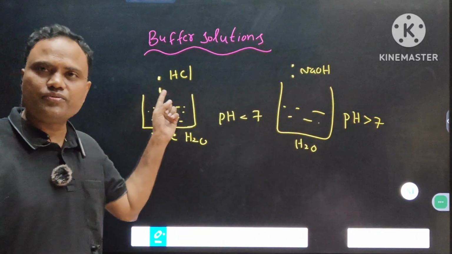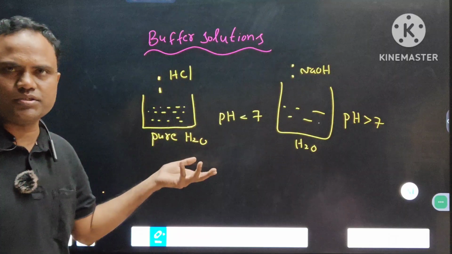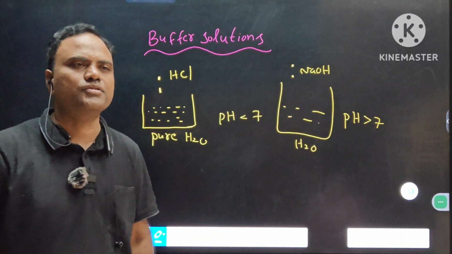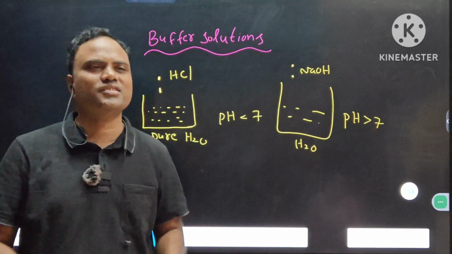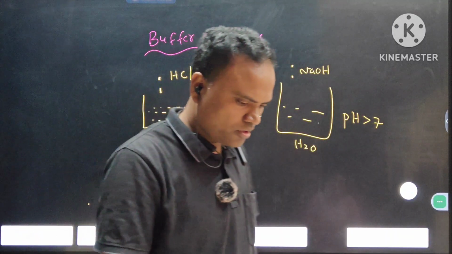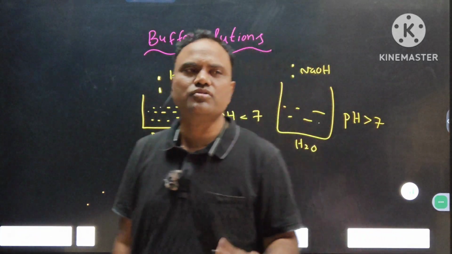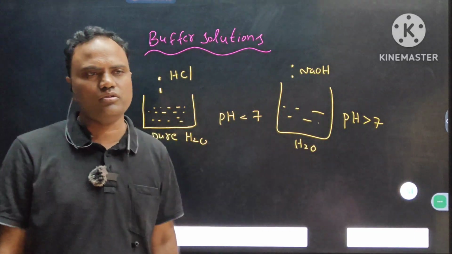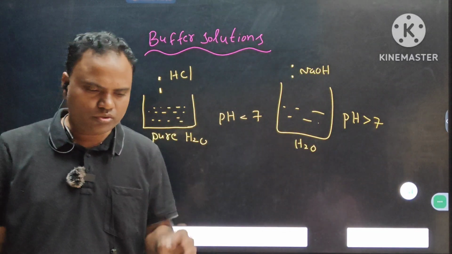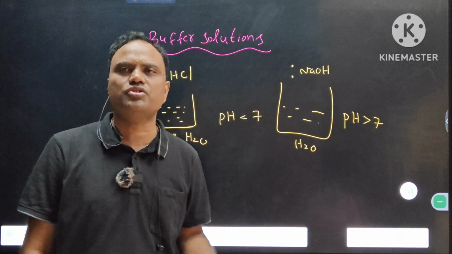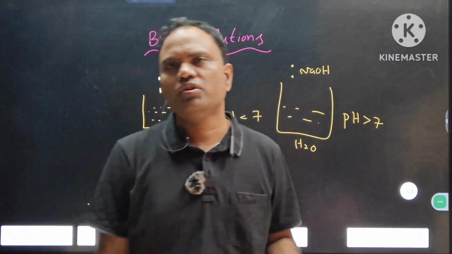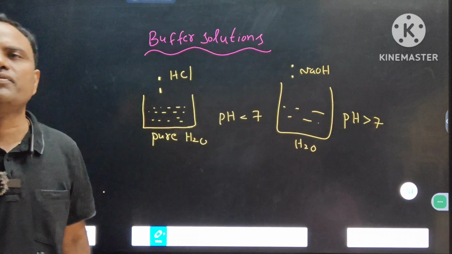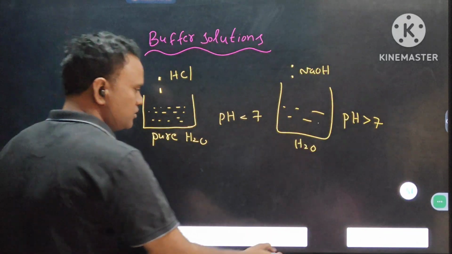Even after addition of a few drops of HCl or acid, or a few drops of base, their pH does not change. Particular solutions are there. Those solutions are called buffer solutions. The solution whose pH does not change upon addition of a few drops of acid or base is called a buffer solution. Clear? Look at this.